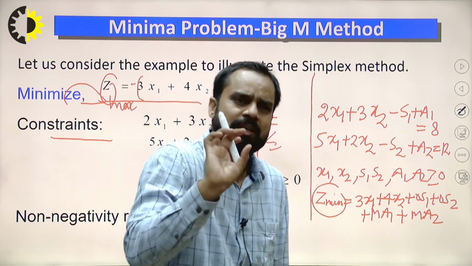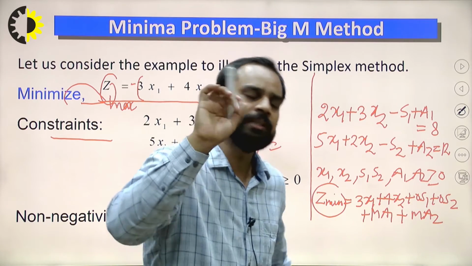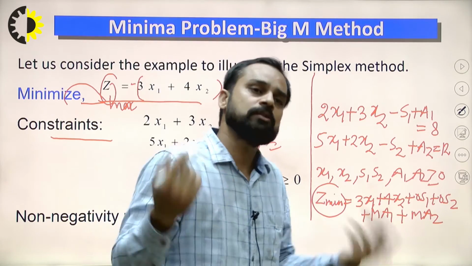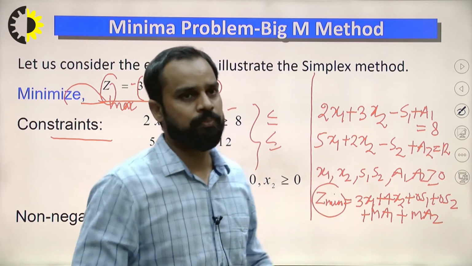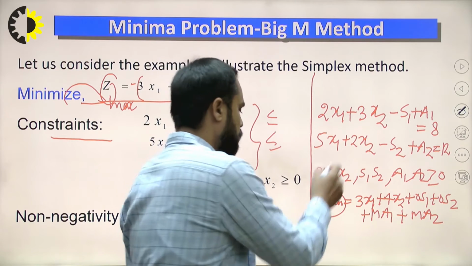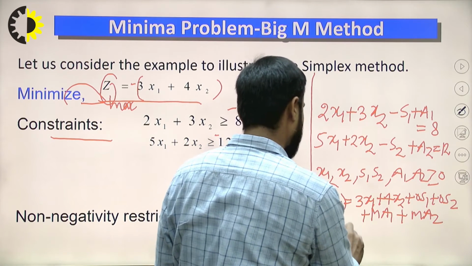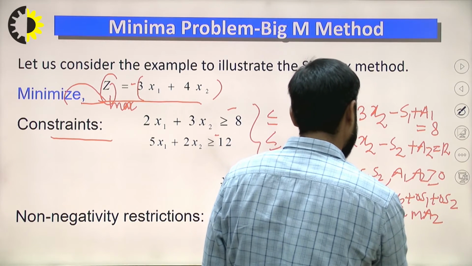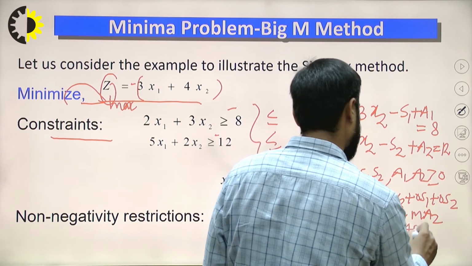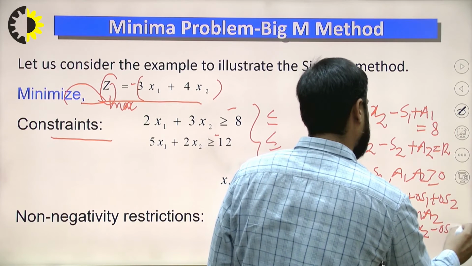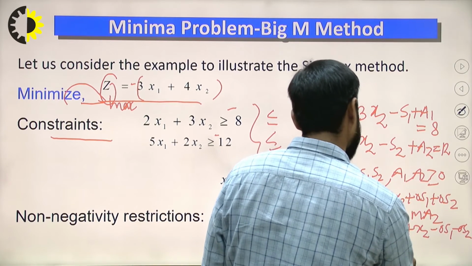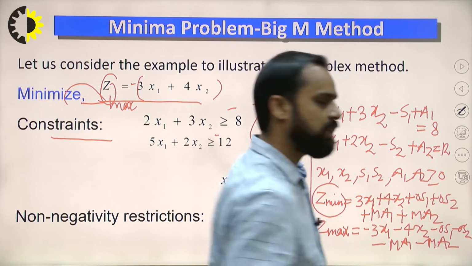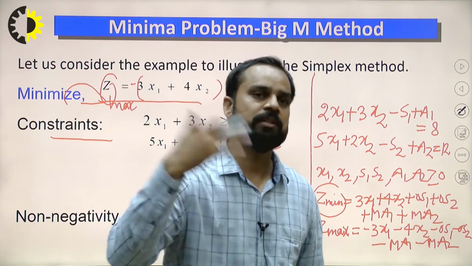Thus, we have to change a little bit in the sequence. In case of maximization, we choose the most positive value in the Cj minus Zj row. In case of minimization, we have to choose the least value. That is the only difference, right? So if you want to solve by converting this objective function into maximization, you just have to introduce a negative sign. So the objective function becomes minus 3x1 minus 4x2 minus 0s1 minus 0s2 minus Ma1 minus Ma2. This way we can convert the objective function of minimization into maximization.